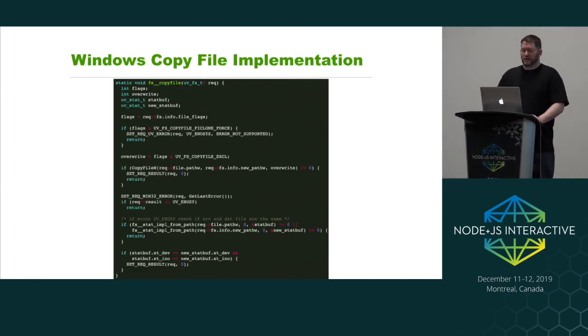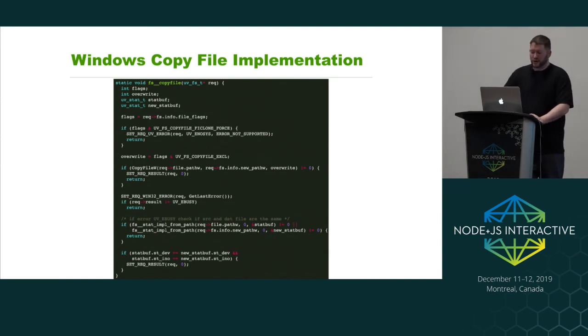So this is the Windows internal copy file implementation. We're again going to do some flag validation. This is going to be operating system specific flag validation, because certain things are supported on Unix and Mac that aren't supported on Windows. And then you'll see the CopyFileW call. That's actually a Windows API call that will handle the copy for you.